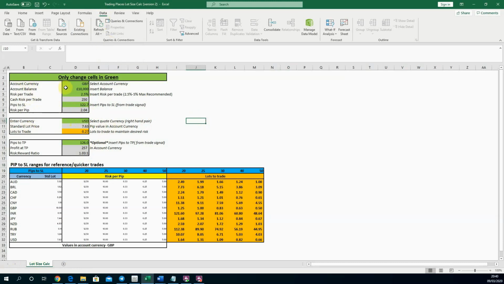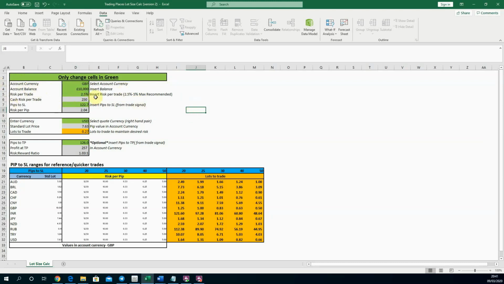First off, account currency. So what's our equity held in? Is it pounds, dollars, euros, yen, whatever it is? So we're going to stick with Great British pounds for the time being. I've entered an account balance of 10,000. This is just a generic amount, which is probably quite a common amount for the novice or intermediate sized trader.